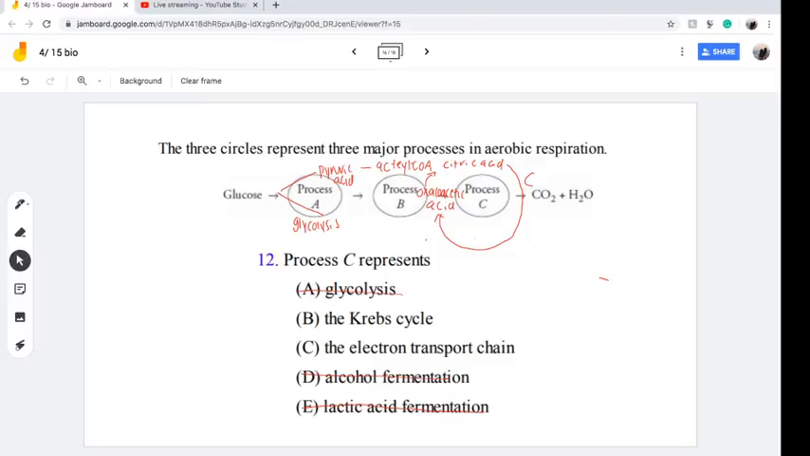And so what happens after the citric acid cycle? Well, you have the electron transport chain. So the Krebs cycle is out because that is process B. So the final answer will be ETC.